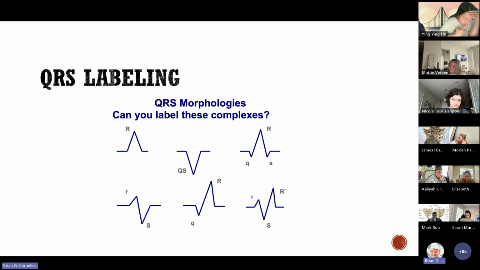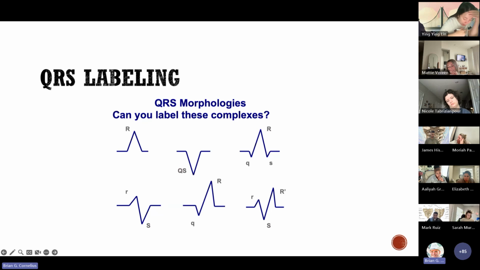All right, so let's take a look at these morphologies. So we have an upright R wave to start off with. Then we have a negative deflection for a QS. On the far right side, we have a QRS. On the bottom left, you have an upright R followed by a negative S. The next complex is a little tricky because you have a Q and R and no S.